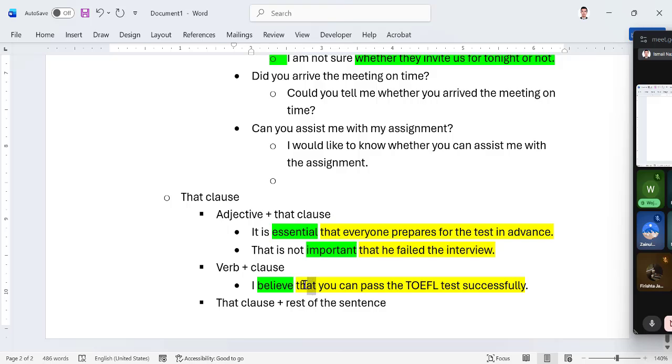Look here, that can also be removed. We can remove that: I believe you can pass the TOEFL test. So this is also true.